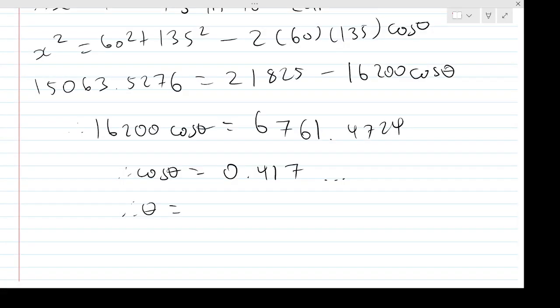So then that's going to be giving me an angle of 65.3 degrees to 3 significant figures. Okay, cool. So there we are then.